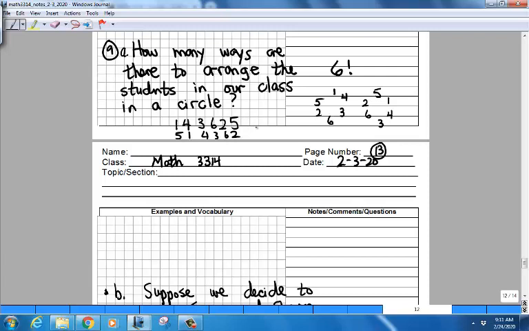Which is definitely not the same permutation as this one, right? These two permutations are not the same. But this is really the same circle, okay? Because what really distinguishes one circle from another, as opposed to one permutation from another?